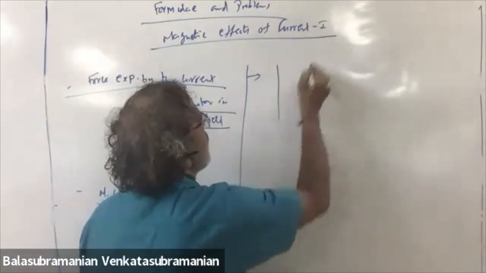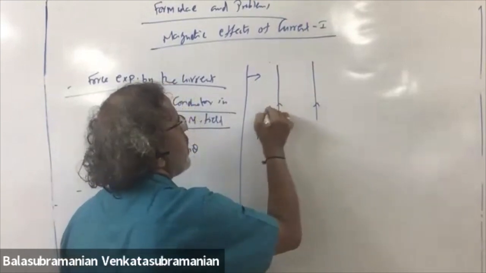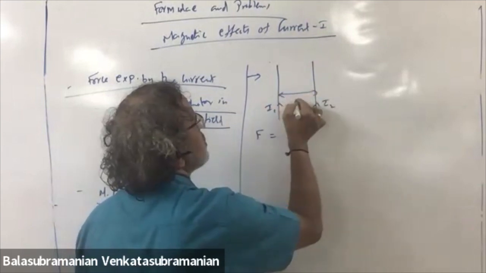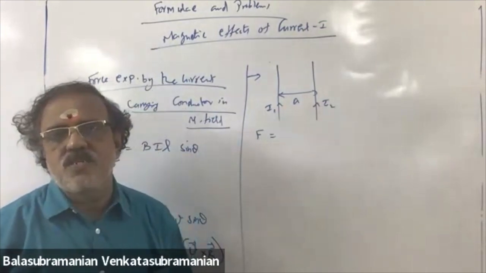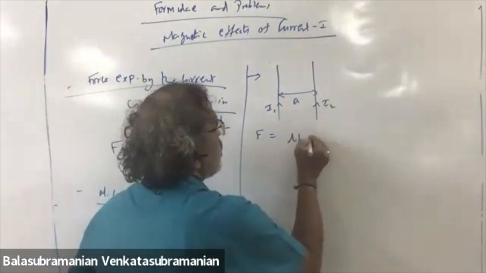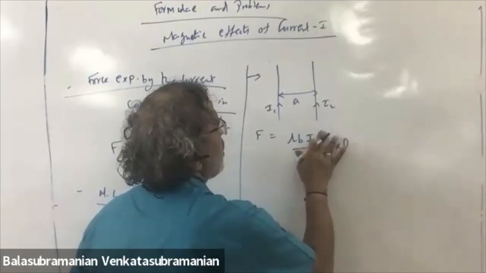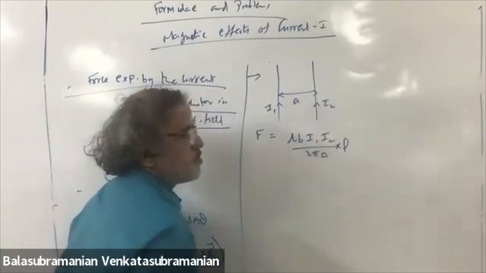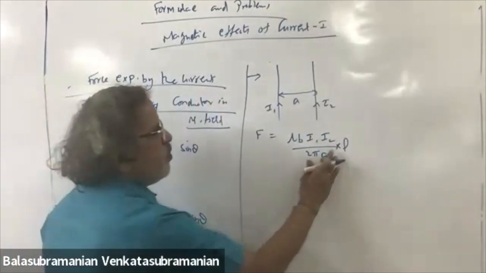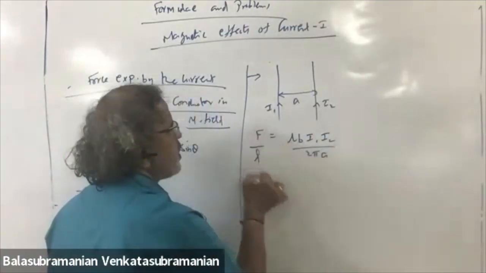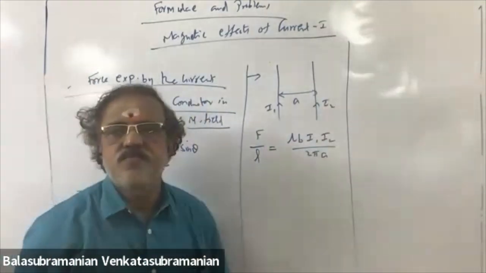Suppose you have two conductors carrying currents I1, I2 separated by a distance a. What is the force between these two conductors? It is mu naught I1 I2 by 2 pi a into L. Force per unit length I need, sir. Put this L here. Force per unit length is equal to mu naught I1 I2 by 2 pi a.